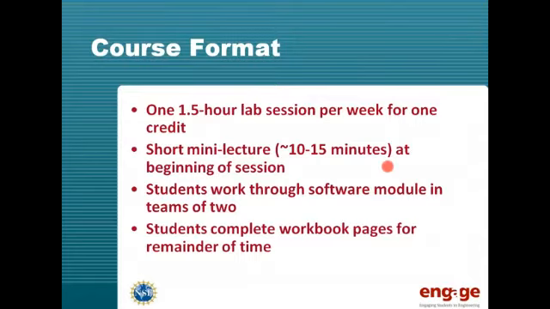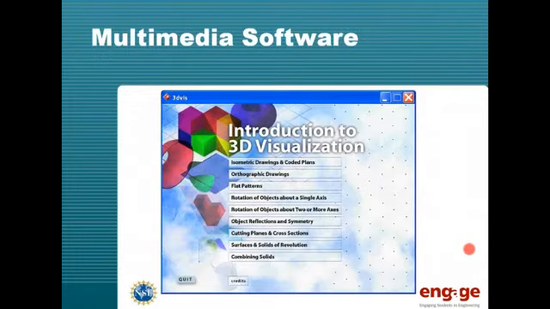The course looks like this. We meet for one 1.5-hour lab session each week. It's a 1-credit course. We start with a short mini lecture of 10 to 15 minutes. Then the students will work through the software module for that day in teams of 2 typically, and they complete the workbook pages for the remainder of time. Most of the time they do that as a kind of a team effort also, but not always.